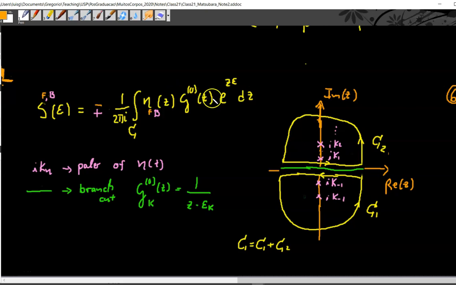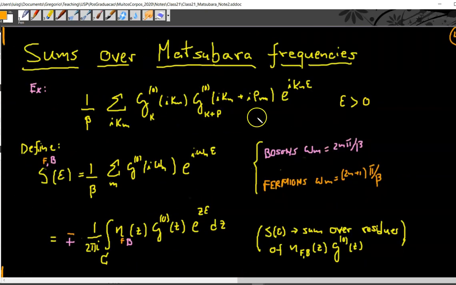The other way is that sometimes the sum of Matsubara frequencies might not be so simple as this one. I might have to do things like that, so I have to look at the different poles here and also branch cuts and see what I get to evaluate the sums of Matsubara frequencies. So you can definitely do that in a few cases, especially if you know the free propagators. But this is a technical difficulty that you actually encounter when you're calculating higher order diagrams in terms of these Matsubara sums. All right, so that's it for this class.